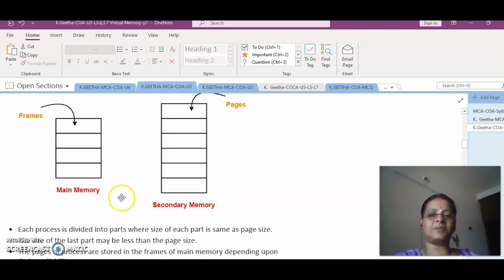Now, if you observe this, here we have the concept of main memory, which is divided into so many units, so many partitions, and each partition in the main memory is referred to as a frame.